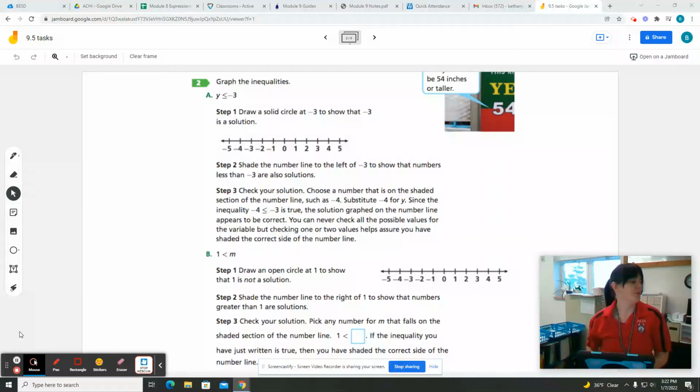This is task 2, 9.5, task 2. All right, what we're going to do here is practice graphing inequalities. When we graph inequalities, we have to take into account something called a constraint. A constraint is a condition that restricts the values of a quantity, and that might sound confusing, so I'm going to explain it here.